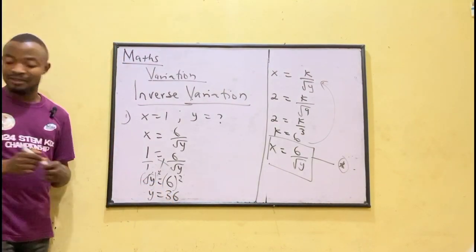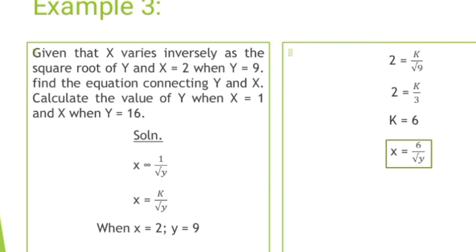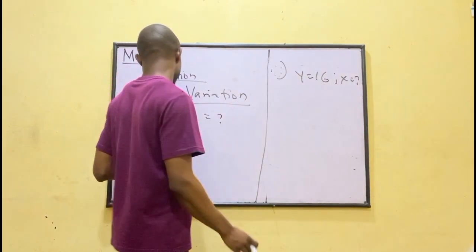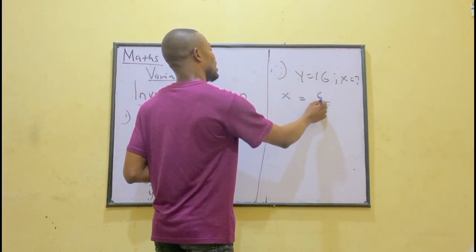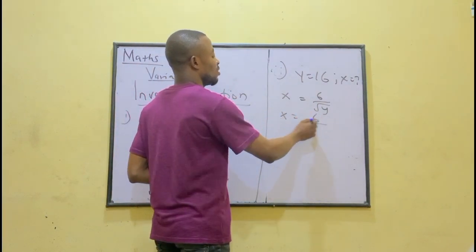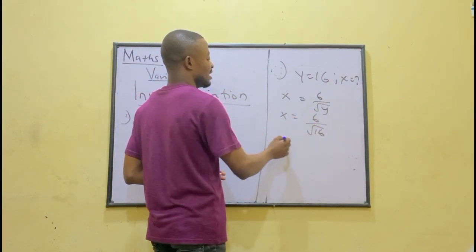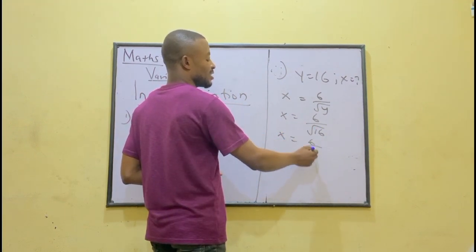All right, so let's look at the next part of the question. y is equal to 16, we should look for x. When y is equal to 16, we should look for x. So you remember our formula, x is equal to 6 over root y. You come here now, x is equal to 6 over root 16, which is equal to 4.